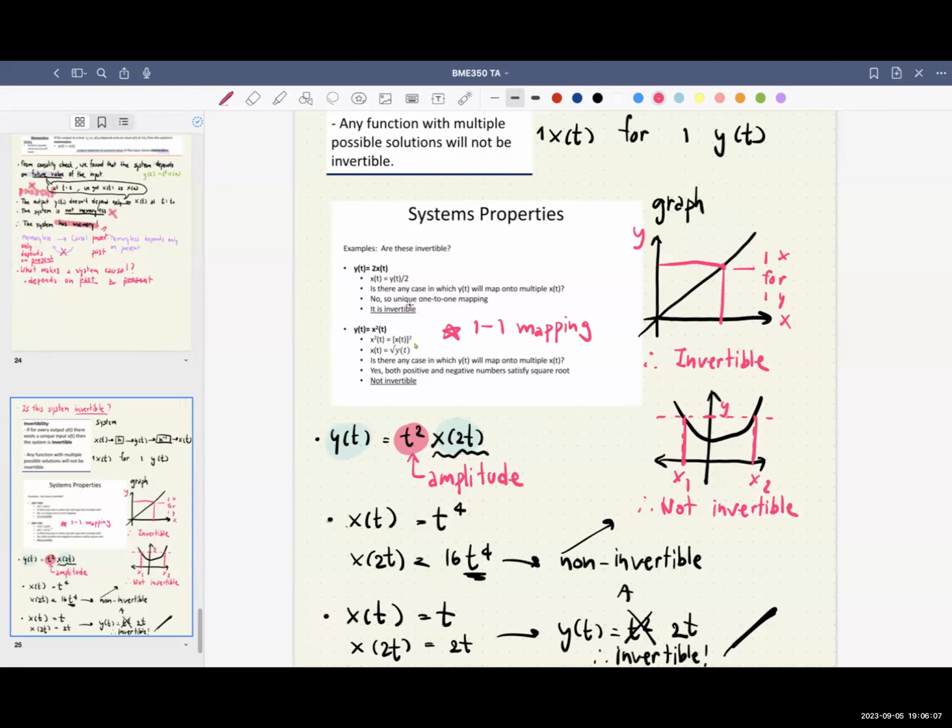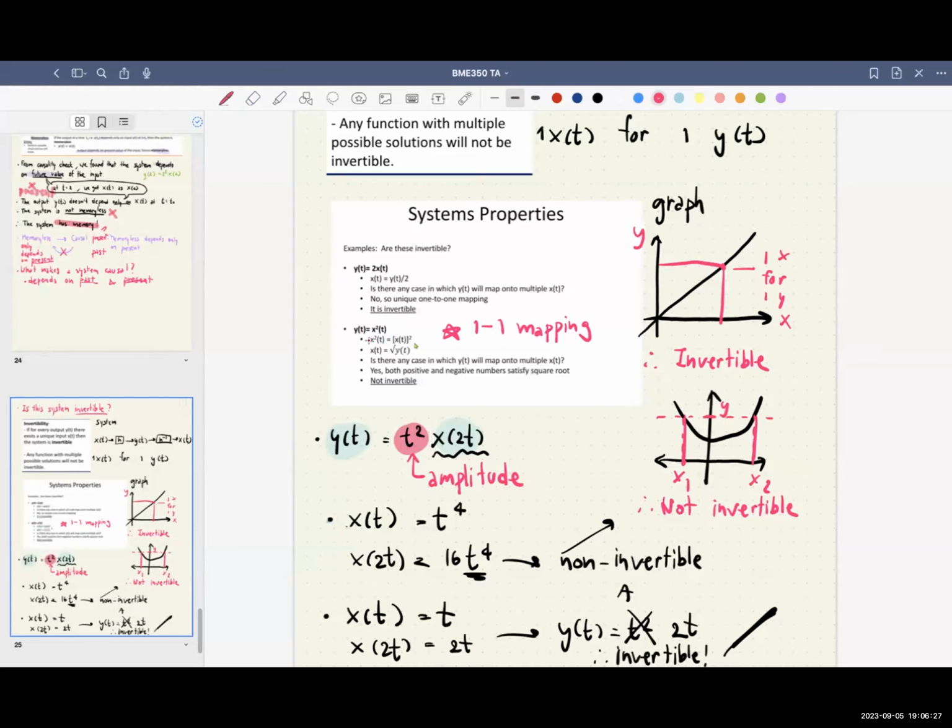Thank you, Professor. I hope that part was clear. If there are confounding variables such as, like Professor said, a square on t, and now we don't know for sure if x is positive or negative, it's not going to be a one-to-one mapping anymore. Therefore, it's going to be not invertible.